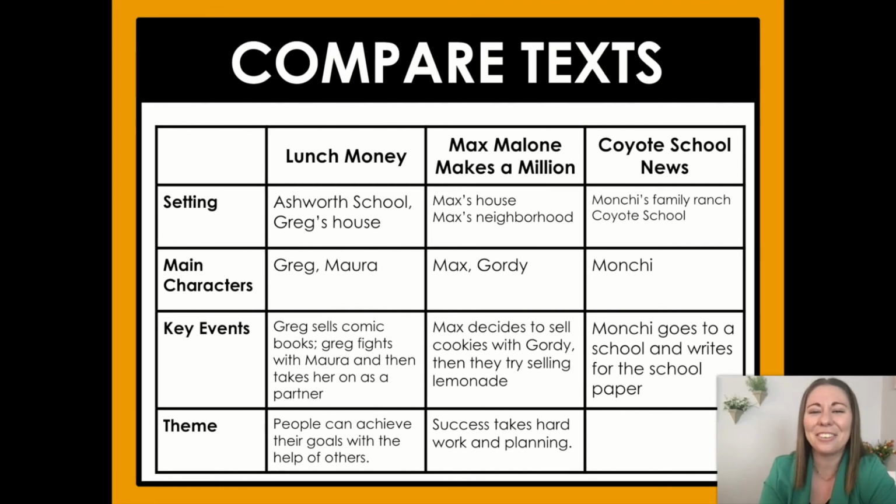And then Coyote School News. So there, Monchi's not trying to make money, but what lesson was the author trying to teach us? We just finished the story, so let's really think about it. What kind of lesson did Monchi learn? So he's writing that school paper with the Coyote School News. Hard work pays off. He really had to work hard, one, to be at school and writing that paper, and then to get that perfect attendance award. Yep. So hard work pays off.